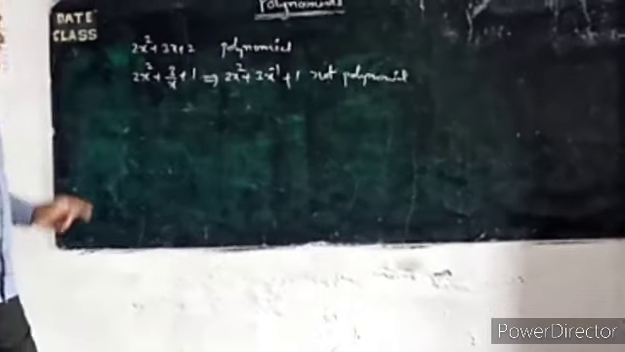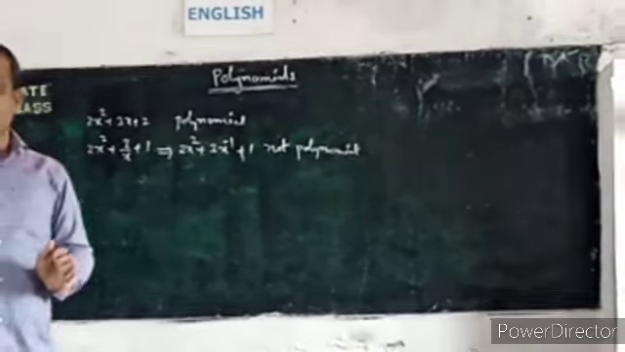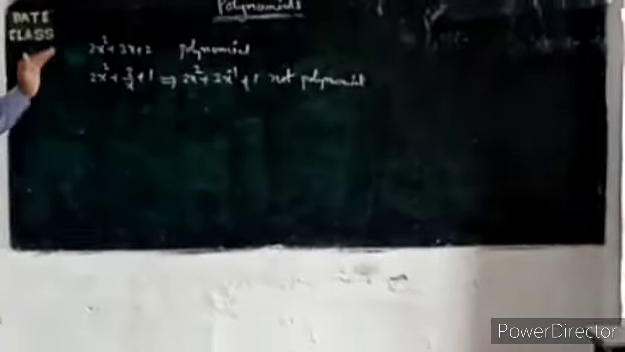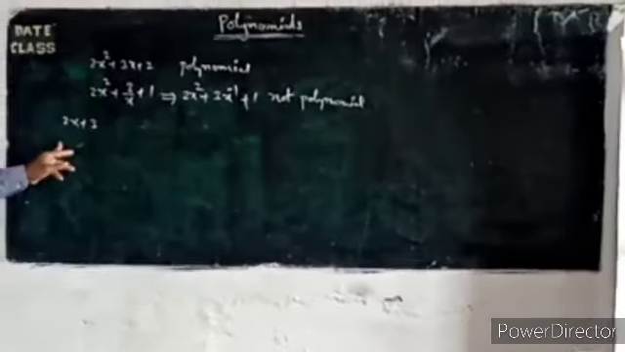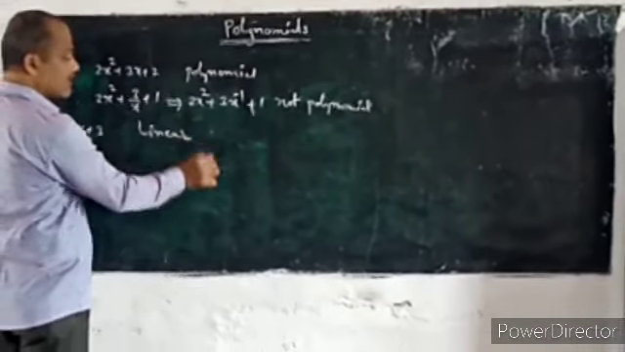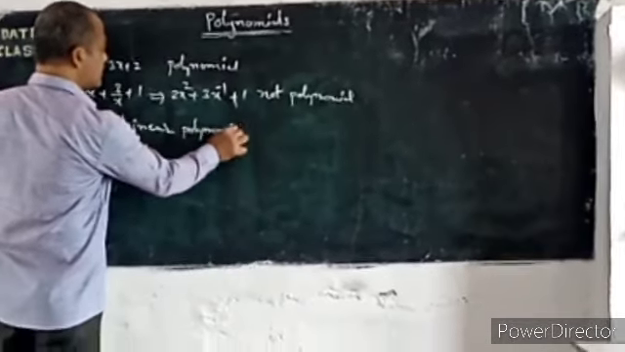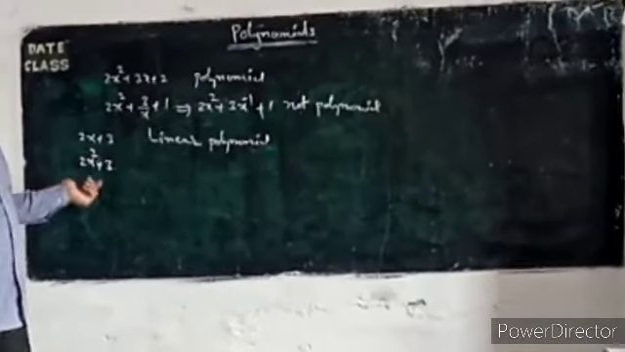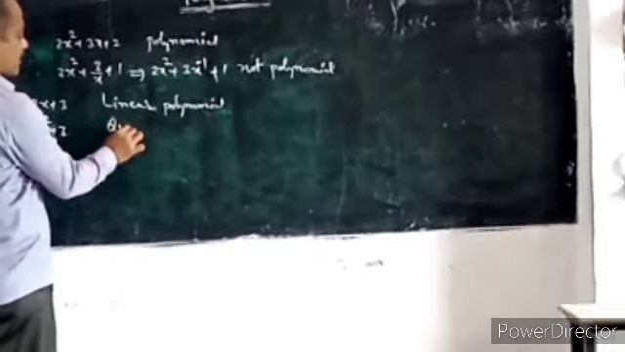Now polynomials, based on the exponent, we can divide into linear polynomial, quadratic polynomial, cubic polynomial and biquadratic polynomial. If exponent is 1, 2x plus 3, your highest exponent is what? 1. So it is a linear polynomial. Next, if power is 2, what is it called? 2x square plus 3, or you may write any other digits also. Now your highest exponent is 2. So it is a quadratic polynomial.